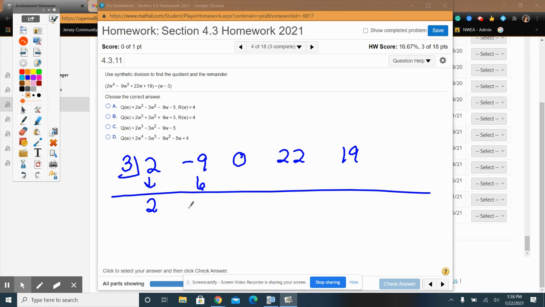2 times 3 is 6, and that's -3. -3 times 3 is -9. Add them up, that's -9. You multiply, -27. You add, -5. You multiply, and you get -15. You add, and you get a 4. Two of these have a remainder of 4. Remember, the remainder is the last thing. So it's definitely not C or D. Then we have a -5, so the answer has to be A.